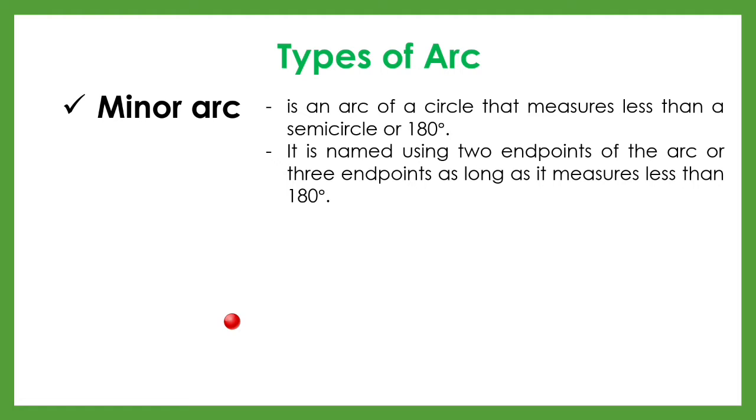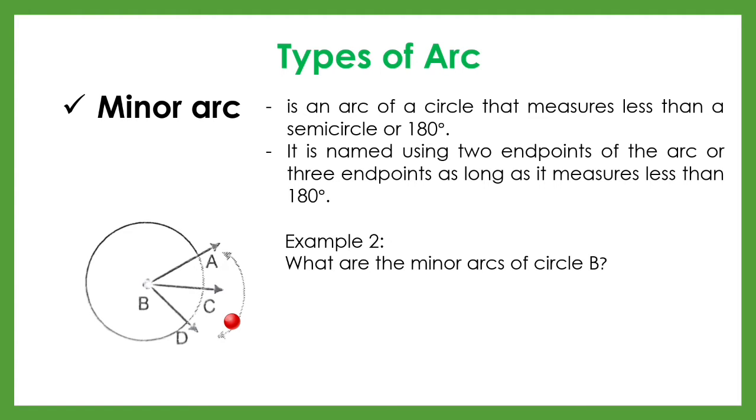Let's have another example of minor arc. What are the minor arcs of circle B? So, ano-ano ba ang mga minor arc dito? The first one is arc AC. The second one is arc CD. And the third one is the arc ACD. So, this is arc AC, arc CD, and then arc ACD. So, lahat sila ay nagme-measure ng less than 180 degrees.